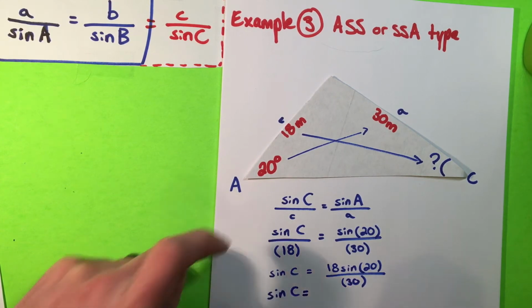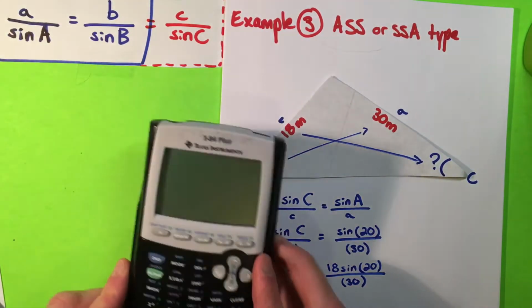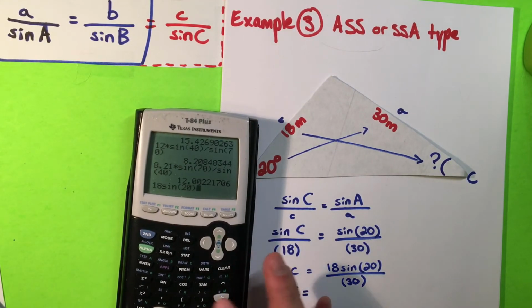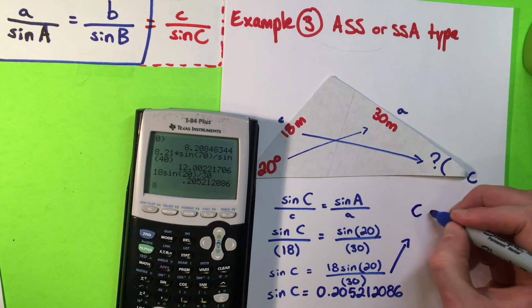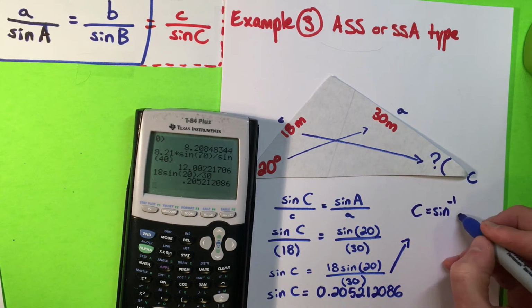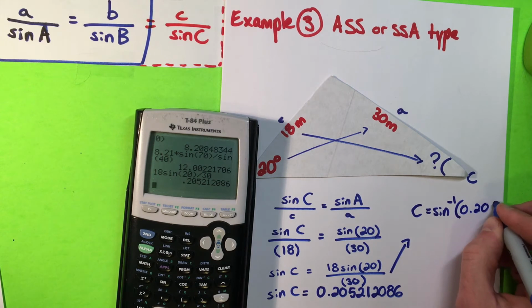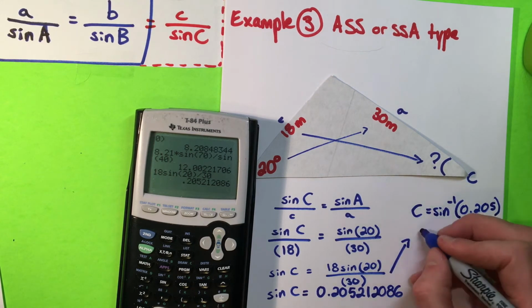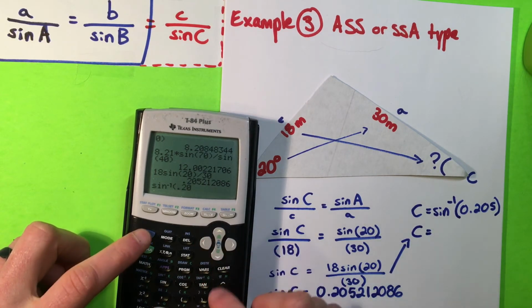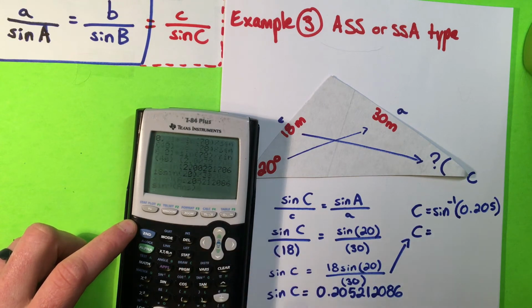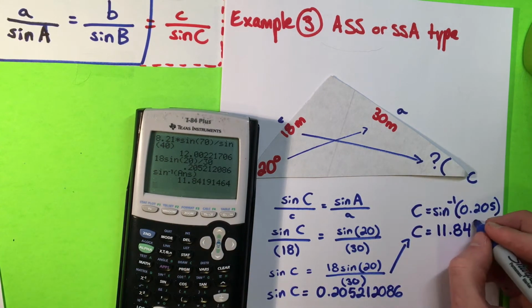C is still not by itself. So how do we get C by itself? We have to do the opposite of sine. The opposite of sine is that sine inverse button, or that sine to the -1 button. So you're going to have to do that on both sides of the equation. That'll get rid of the sine on the left side and add a sine to the -1 onto the right side. So we end up getting C equals sine inverse of that 0.205. And that 0.205 is just the 18 sine 20 divided by 30. So overall, we end up getting 11.84 degrees for that C side.